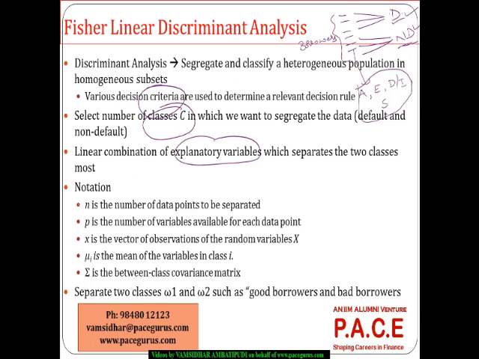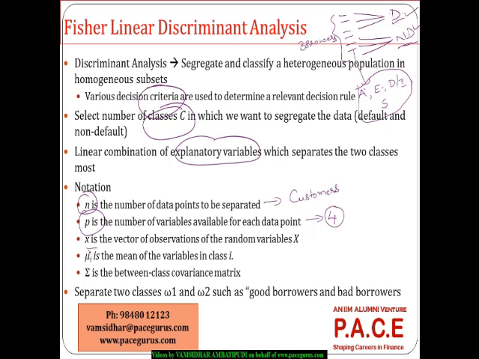So here, just as a notation, n is the number of data points, which are the number of customers to be classified, or the number of borrowers to be classified. P is the number of variables per each data point. So let's say we are talking of these 4 variables based on which I want to classify the customers.